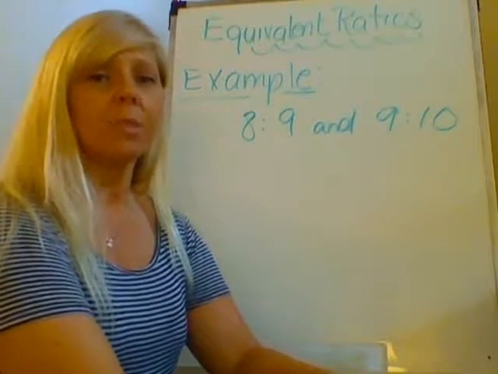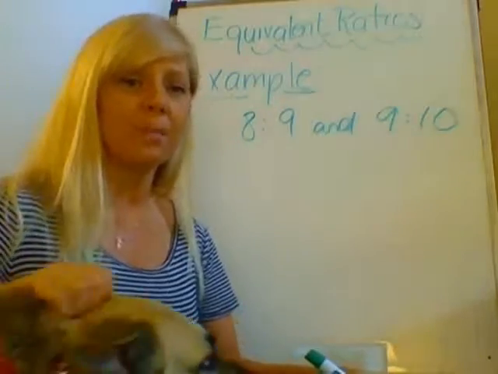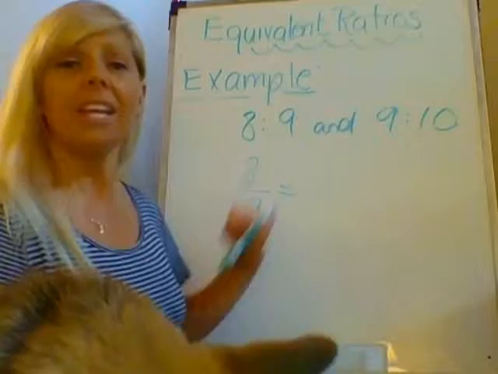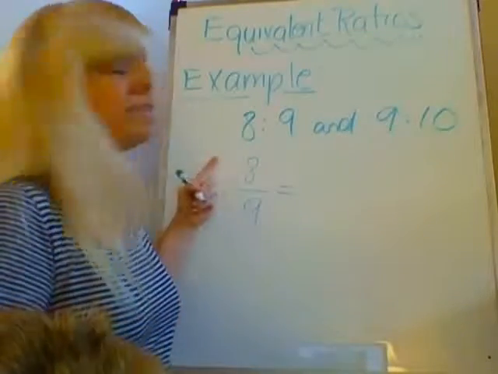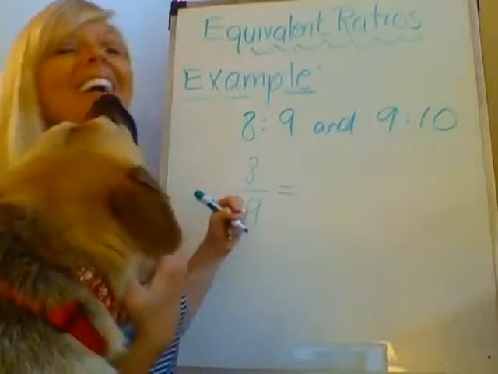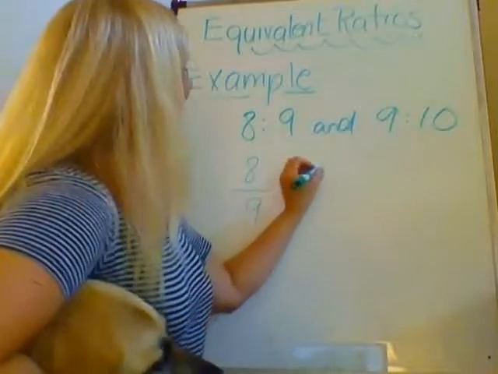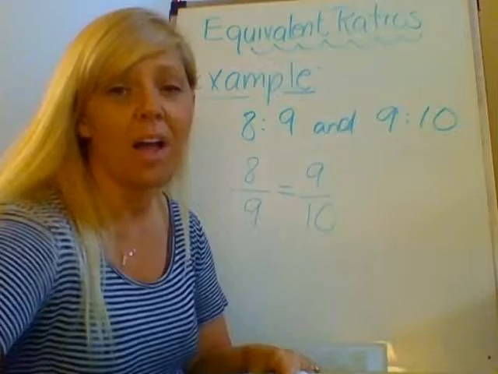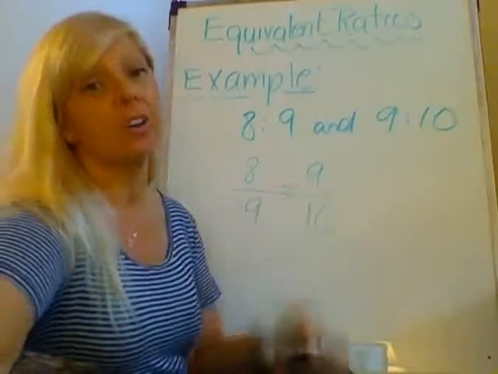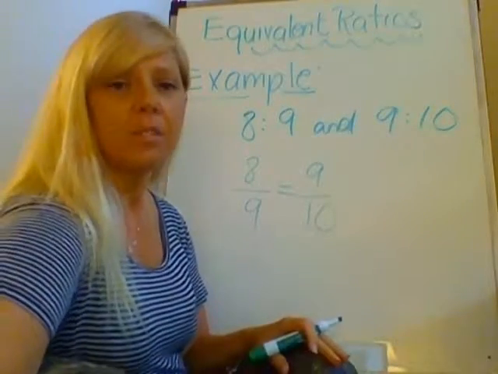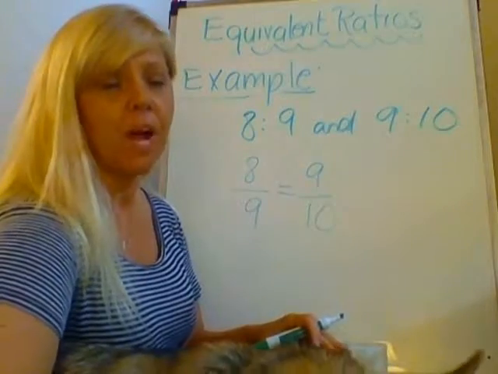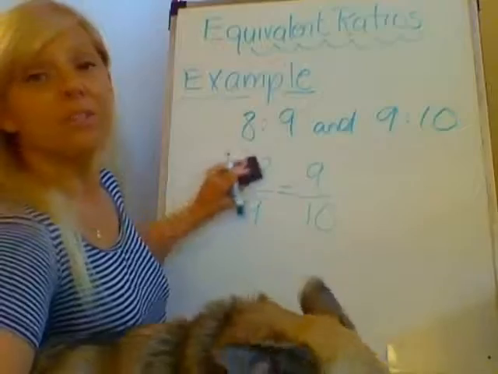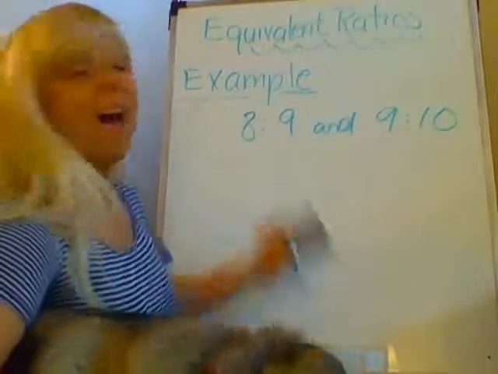So the first way is to put them in fraction form and put them in simplest form. So 8 over 9 is already in simplest form because there are no common factors of 8 or 9. And 9 over 10 is already in simplest form as well. So these two fractions are not equal because in simplest form, they don't have the same numerator and denominator. I can also divide to prove that they are not equivalent.